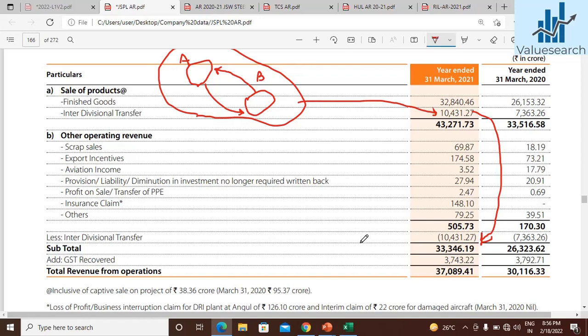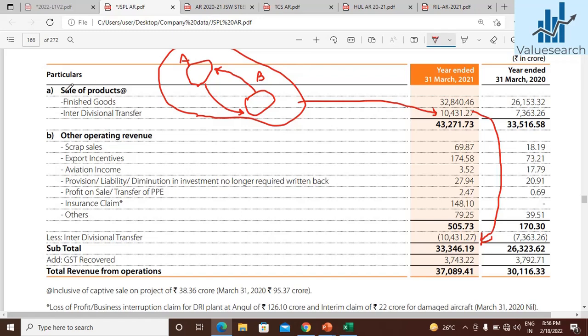Less interdivisional transfer, you can see it's the same amount, 10431.27, 431.27. So say they have deducted this amount here later on. Now, other operating income, they have these things from which they generated revenue.